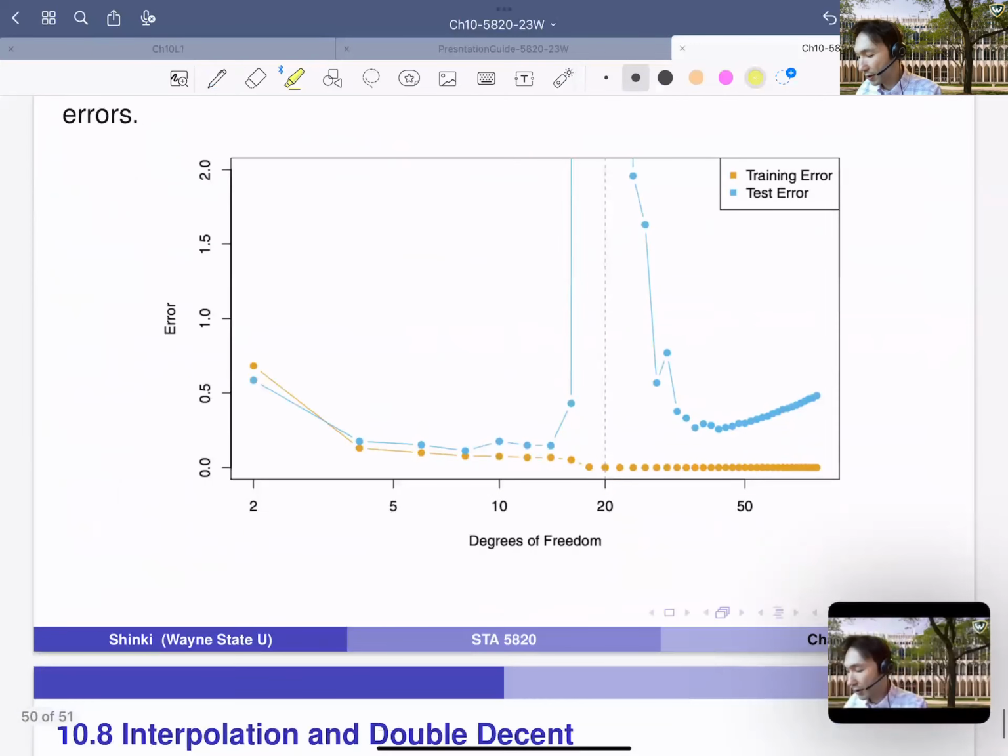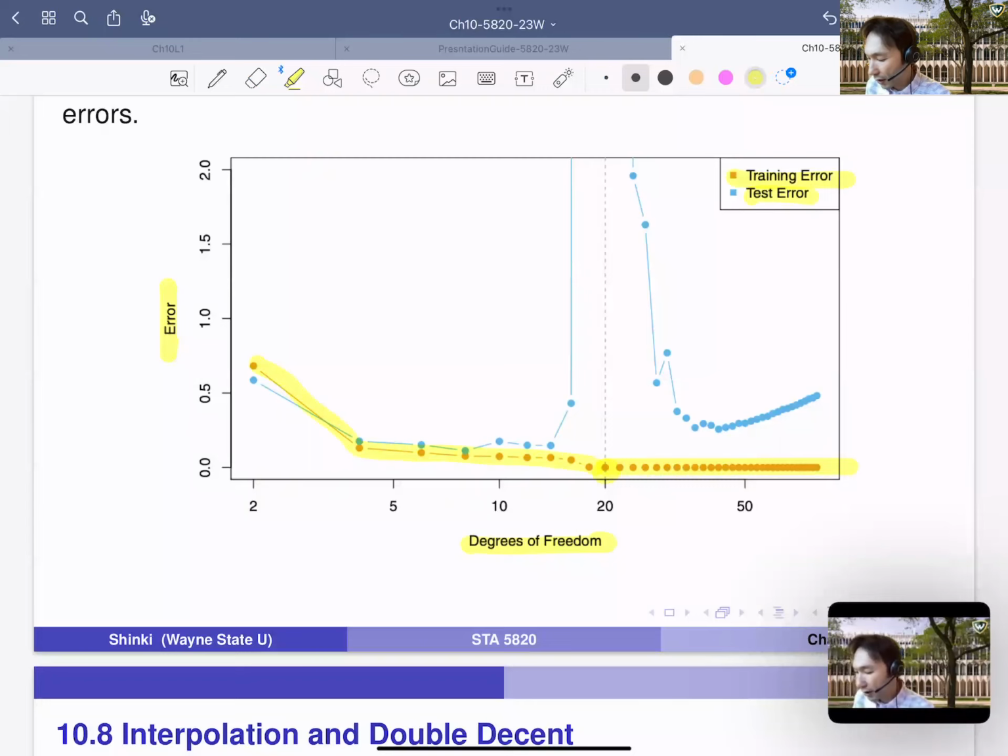So just look at the graph. This is the degrees of freedom, and this is the error size of some regression problem. The training error is orange and the test error is blue. The training error, of course, gets smaller when we have more parameters. I think this is the case for 20 observations. So when n is 20, the error actually becomes 0.